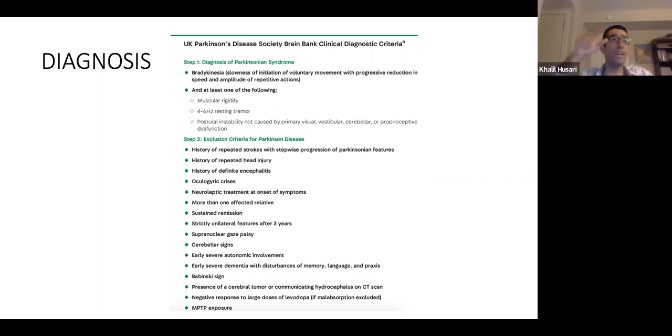Supranuclear gaze palsy early on in the disease. So if they can't look up, this is usually a red flag for Parkinson's disease. Prominent cerebellar signs. If you have prominent early autonomic involvement, so they are falling down, hypotension, urinary dysfunction early on, or early severe dementia, that also does not fit with Parkinson's disease. Babinski sign, because it tells you that the pyramidal tract is involved rather than the extrapyramidal tract. And if you have a tumor on head CT or a brain MRI as well.